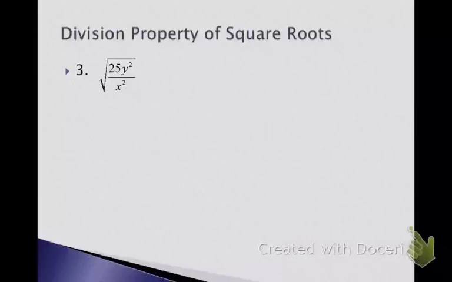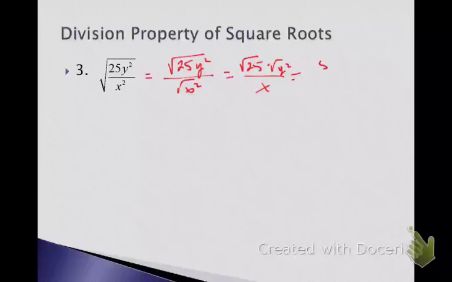Well, if you look inside the radical here, there's nothing to simplify. So you really don't have that choice here. So instead, we're just going to go ahead and split this up into the square root of 25 y squared over the square root of x squared. And then we're going to just do our square root simplifying them. Right? We can use the multiplication property in the numerator. Well, in the denominator, the square root of x squared is just x. In the numerator, we get the square root of 25 times the square root of y squared. Where the square root of 25 is 5, the square root of y squared is y, so we get 5y over x. Okay?